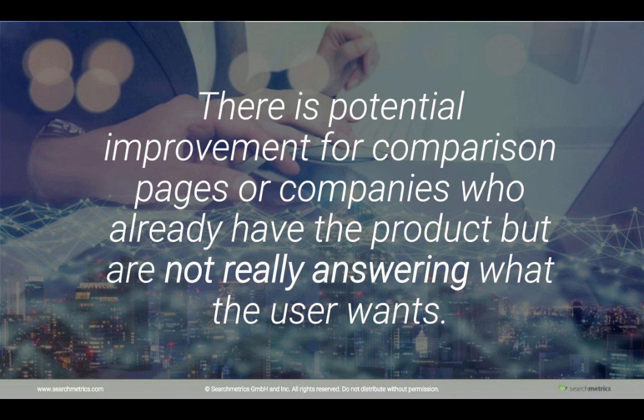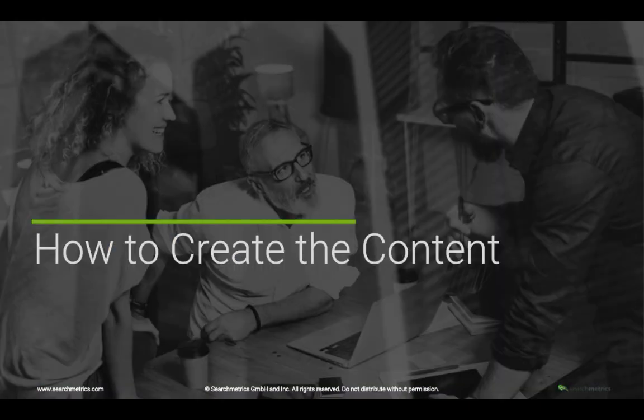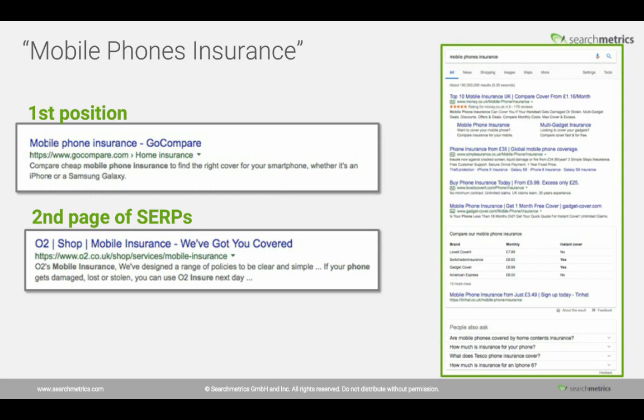So, but let's jump into how to give the user what he wants. Let's jump straight into how to create the content. And I think you're going to present some ideas, how to just come up with some content ideas. Exactly. So one of the examples we take is, for instance, mobile phone insurance.